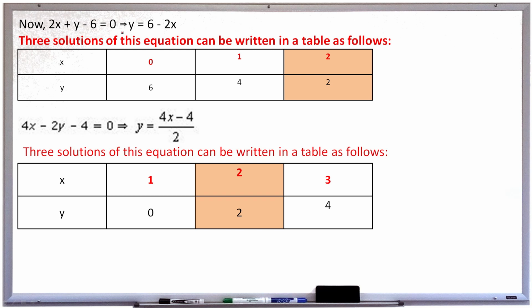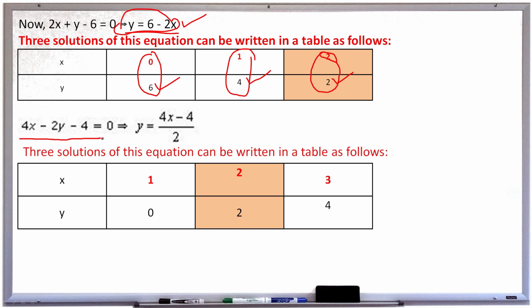So let us write the value of x and we get the value of y. The given equation can be written in terms of y. y is equal to 6, bring this value to the right side, it will become minus 6 will become plus 6, 2x will become minus 2x. After writing this, just put the value of x in the equation, you will get the value of y. x is equal to 0, then you will get y is equal to 6. x is equal to 1, you will get y is equal to 4. Just substitute this value, you will get the answer. Then x, if you put 2, you will get the value y also 2.